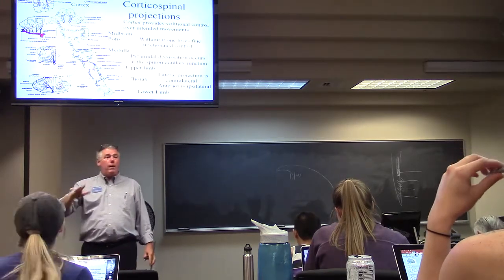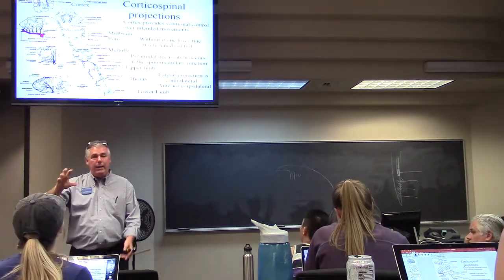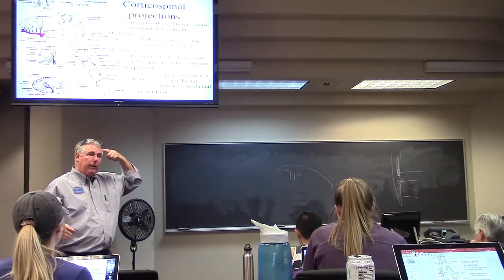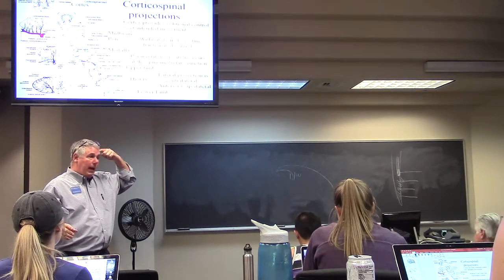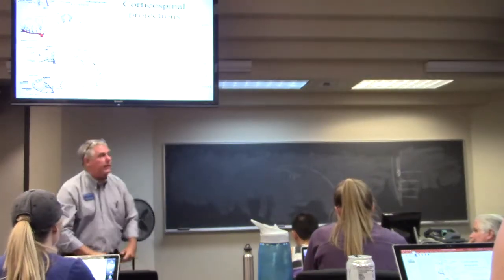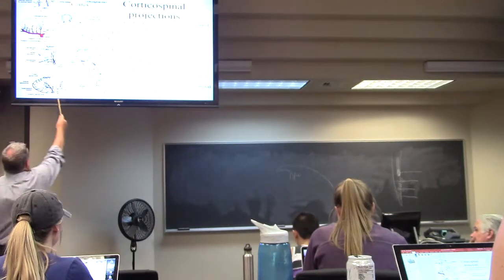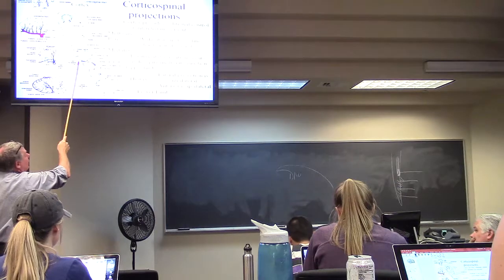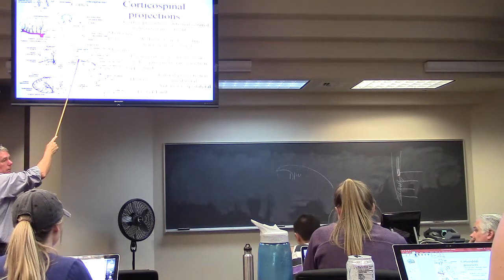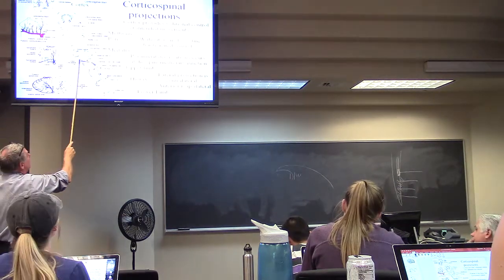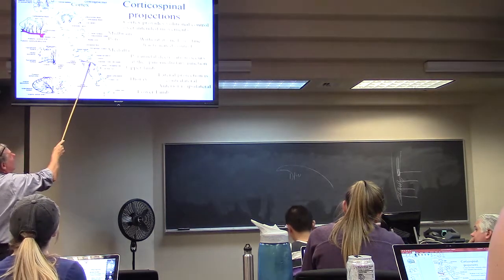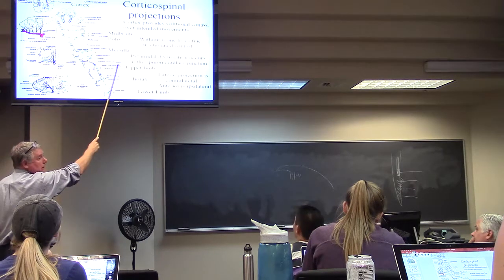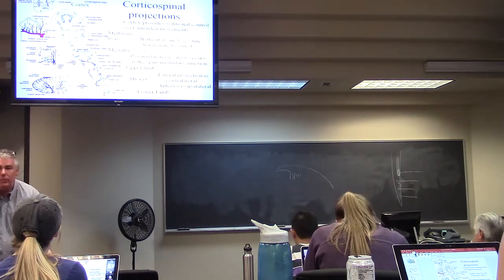If I want to move my right hand, my left precentral gyrus, the part dedicated to my hand, starts firing. It's going to send those impulses down through the brainstem into the medulla, where they cross in the midline at what's called the pyramidal decussation. Decussation is a term that means crossing.